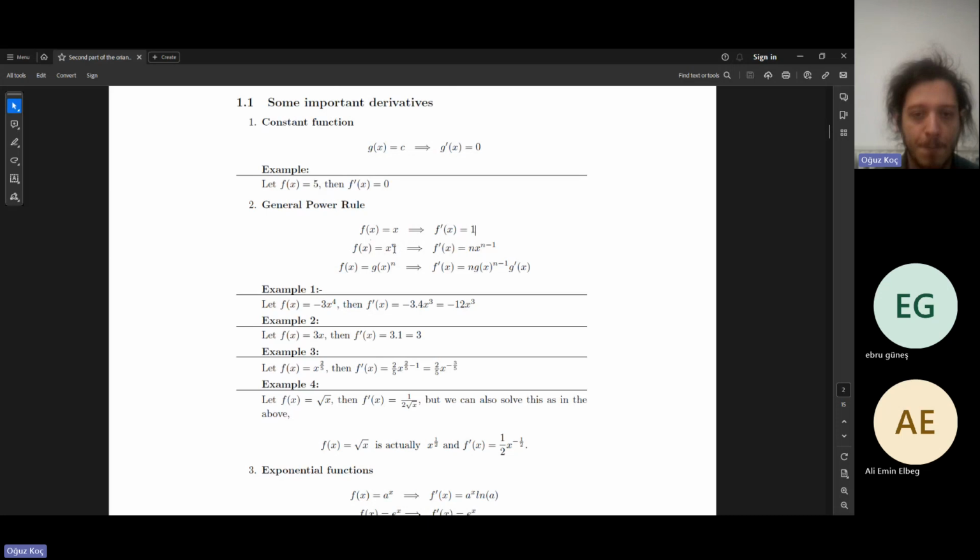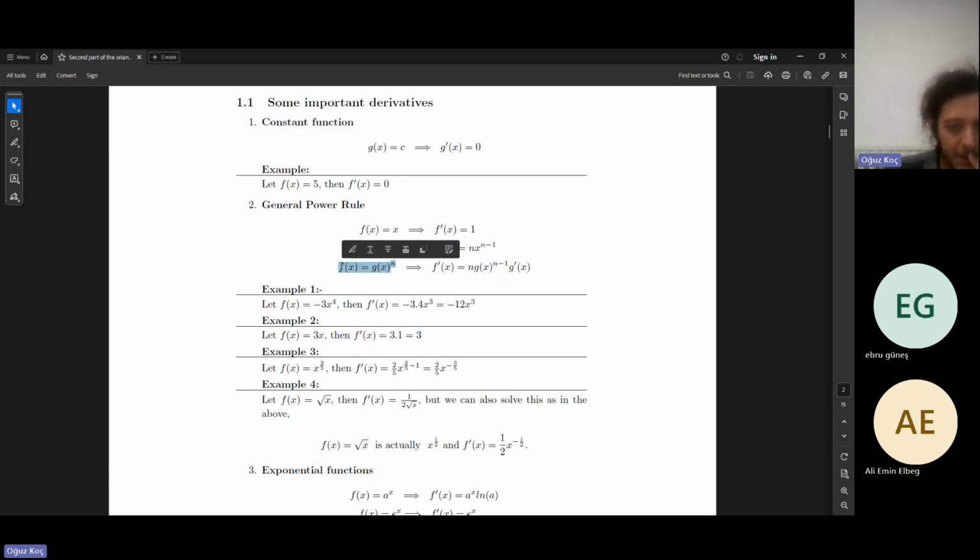And then we have the nth power of x. If you take the derivative of this function, it gives you n times the (n minus 1) power of x. As you can see here, when we take the derivative of f(x), we just multiply by the power of the function, and then we reduce the power by 1, and then we get the derivative.